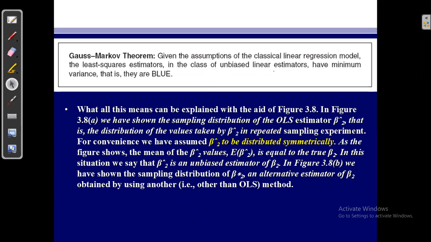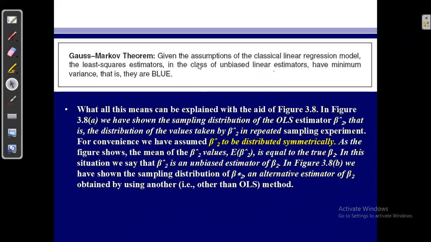Gauss-Markov theorem, which is named after 2 mathematicians, a German mathematician Gauss and a Russian mathematician Markov, is simply saying that given the assumptions of the classical linear regression model, I mean, given those 10 assumptions that we have just described, the least square estimators or the OLS estimators in the class of all unbiased linear estimators have minimum variance, that is, they are BLUE. Let me tell you what is the meaning of this.